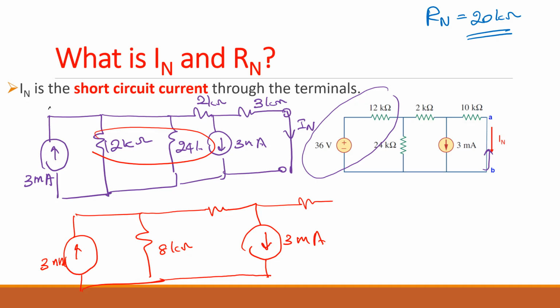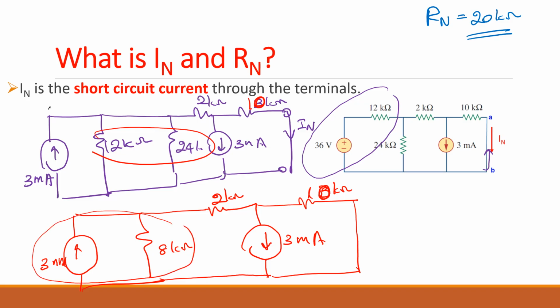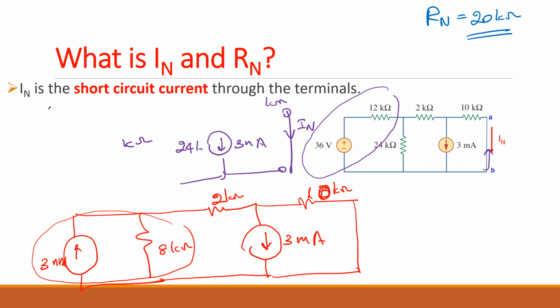Is this right? 10 kilo ohms, sorry, and 2 kilo ohms. Okay, now can we convert this to a voltage source? How can we convert it to a voltage source? Yes, a voltage source and a series resistance.